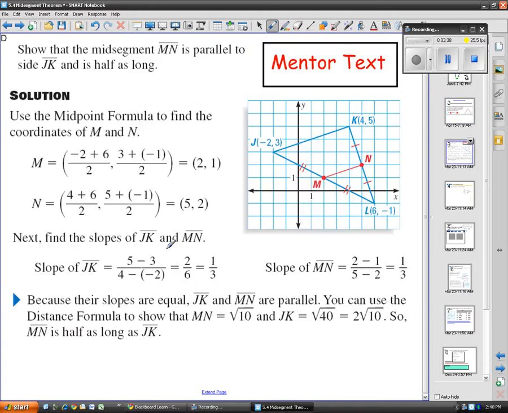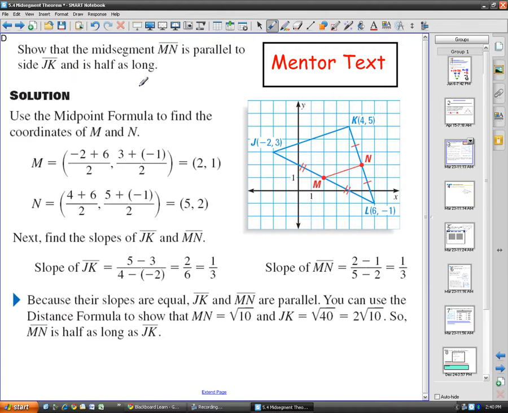Then this one is the mentor text on how we're going to find the midsegment. You need to make sure you get this down in your notes. I'm going to give you probably something in class to have this also. Basically, they're asking you to prove that MN is parallel to JK and is half as long.